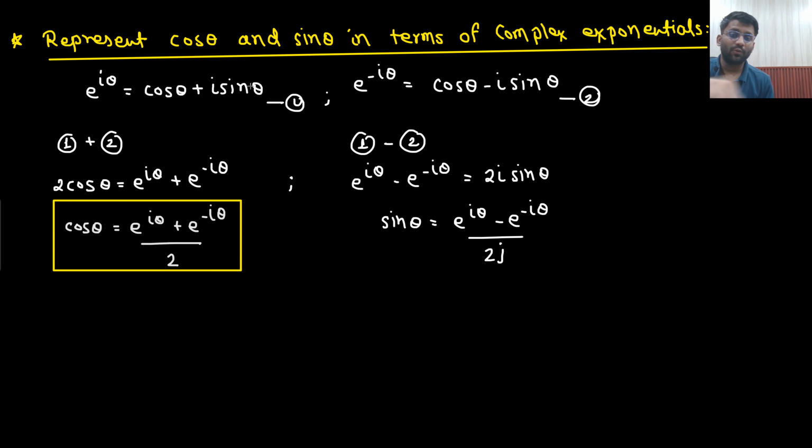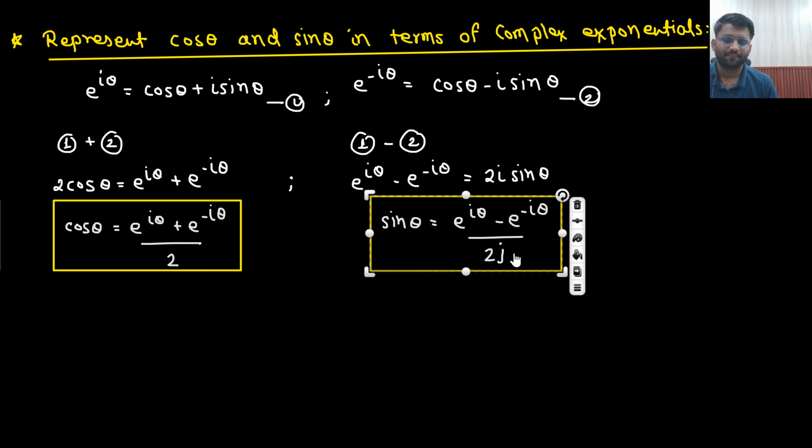Sorry, I am subtracting 2 from 1 actually. Equation 2 is subtracted from equation 1. 1 minus 2, I am doing e to the power iota theta minus e to the power minus iota theta, that is equal to 2 iota sin theta. So sin theta is e to the power iota theta minus e to the power minus iota theta divided by 2j. This is your sin theta. These are the values of cos theta and sin theta that we are getting. Understandable?